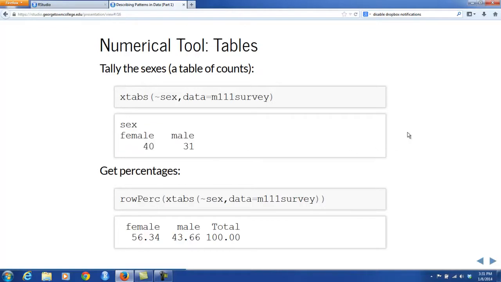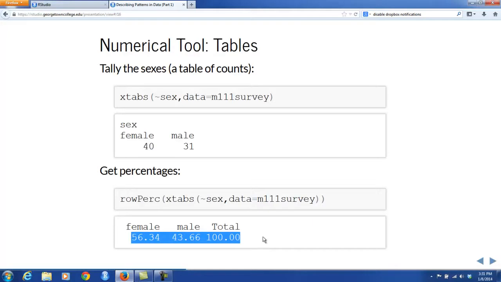That's not quite an answer to our original question, which asked about percents. So if we go to the row percent function, which is in the TigerStats package, and apply that to the table, so we simply have a repeat here of the command for the table, and that itself is inside parentheses, and the row percent function is applied to it. Then we get the percentage of females and males who are in the study.